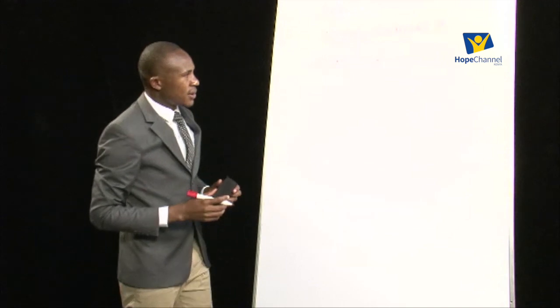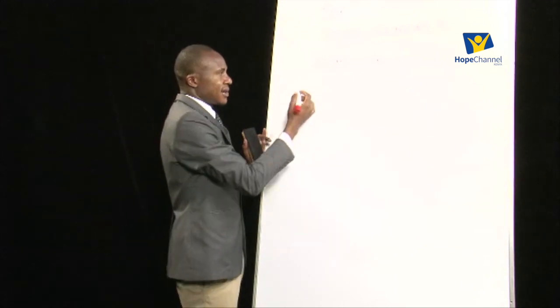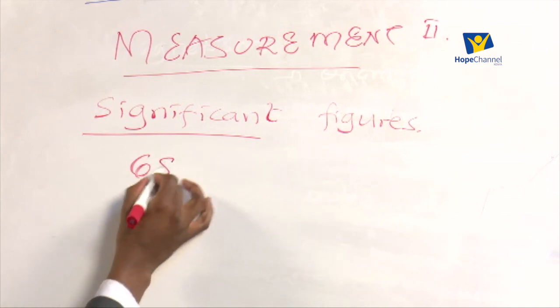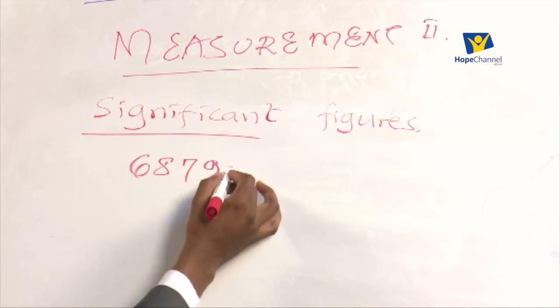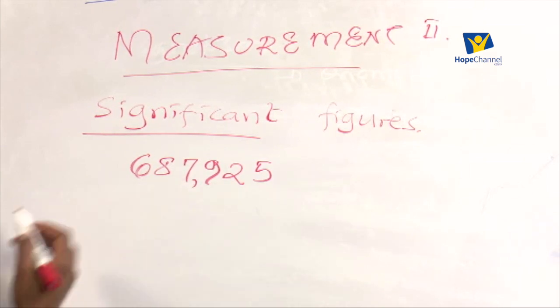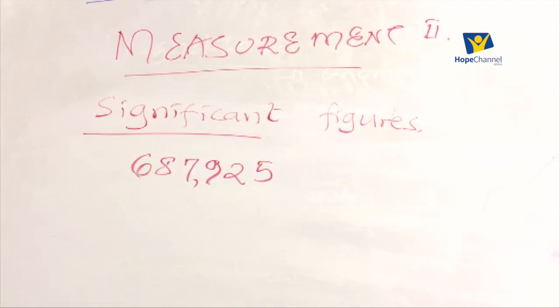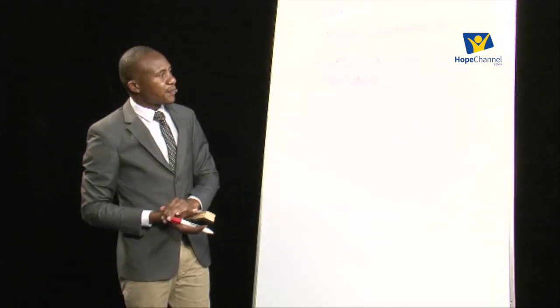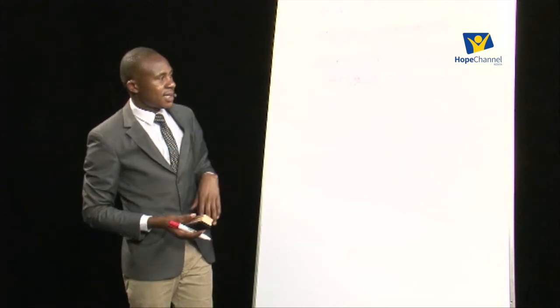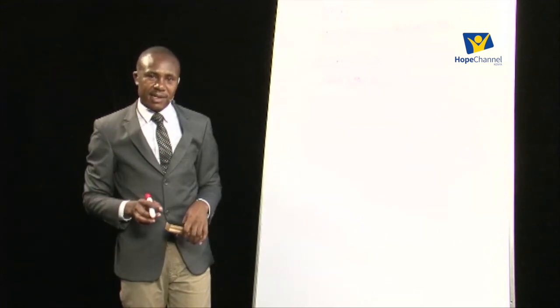Let me give an example of a number. Say we have 6, 8, 7, 9, 2, and a 5 there. This is 687,925. Suppose we have calculated the area, assuming, and we have such an answer. When you talk about the significant figures of the number that we can see here, we are referring to the number of digits that we can see.